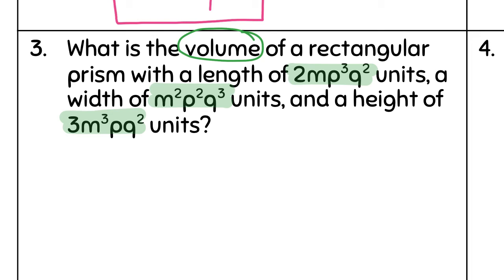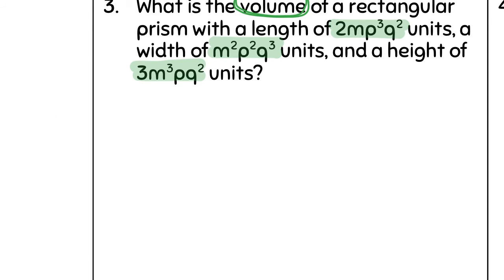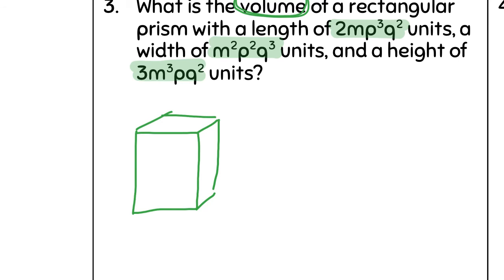Okay, so this time we're looking for the volume of a rectangular prism. When you think of a rectangular prism, think of a box, or like a cereal box. You see how it has 3 dimensions: 1, 2, and 3. That's what each of these represents: the height, the length, and the width of that box.